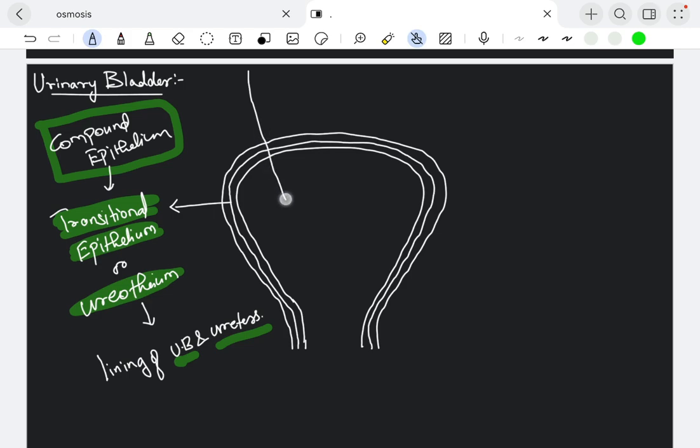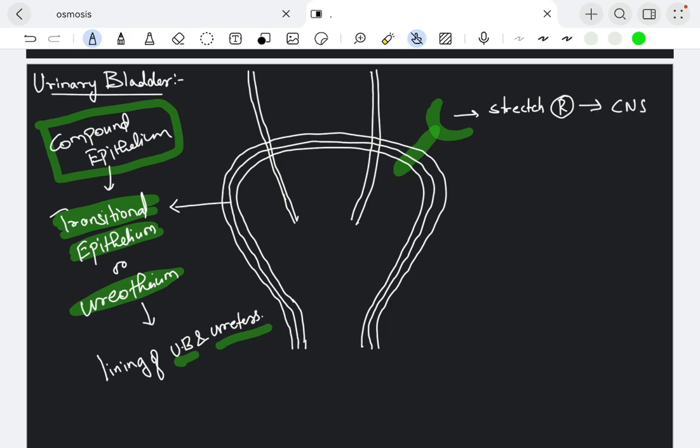So this will be your ureter, right? You will be having a pair of ureters. And on the top of your urinary bladder, you will be having one receptor. That receptor is called the stretch receptor, which will give a signal to your CNS. When will it give a signal to your CNS? When the bladder is almost full.